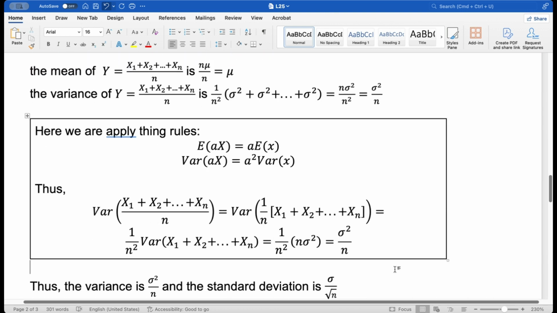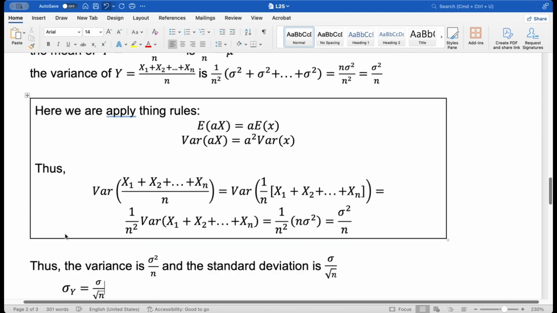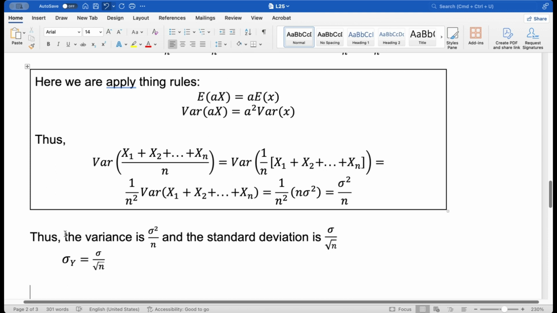So just a brief recap of those rules. Expected value of a times x, the a factors out. So the 1 over n factors out. For variance, it factors out as a squared. So 1 over n factors out, becomes 1 over n squared. So the variance is sigma squared over n. The standard deviation is the root of that, so it's the root of sigma squared over n, which is sigma over root n.